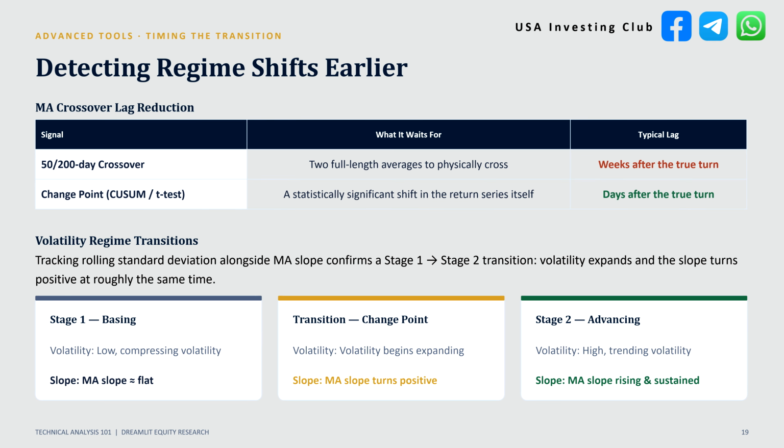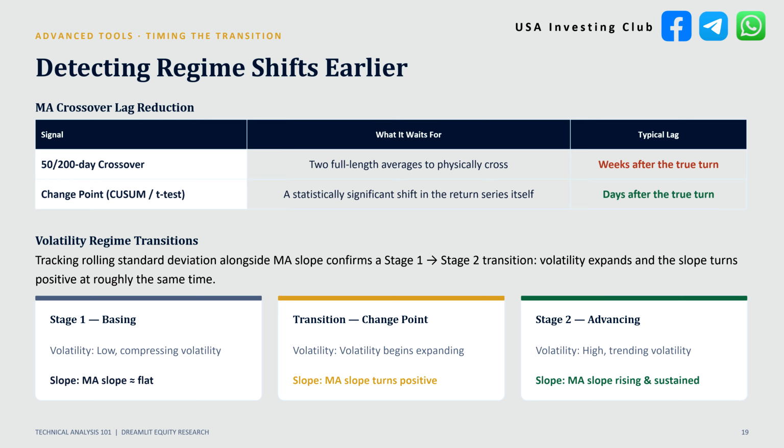First, moving average crossover lag reduction as a direct comparison. A 50-day, 200-day crossover signal waits for two full-length averages to physically cross before it fires, and its typical lag is measured in weeks after the true turn. A change point signal, using QSM or a rolling t-test, waits instead for a statistically significant shift in the return series itself, and its typical lag is measured in days after the true turn, not weeks. That is a materially faster read on the same underlying event.